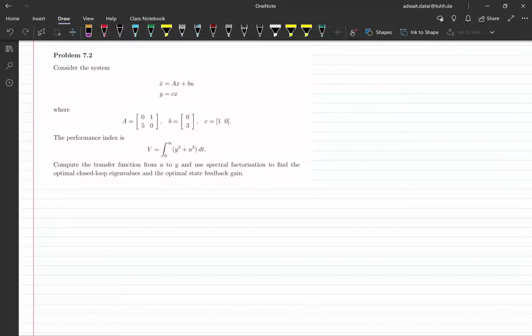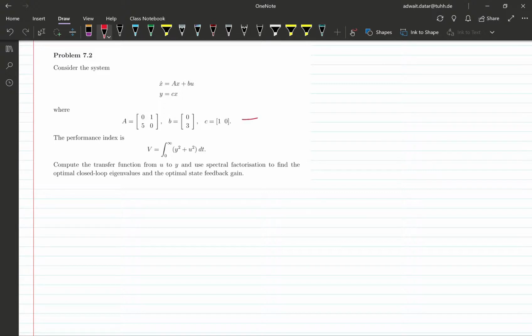So you see problem 7.2 on your screen now. This problem is closely related to problem 5.1, and if you've not looked at problem 5.1, I recommend that you do that before trying this one here. So let's look at this problem.